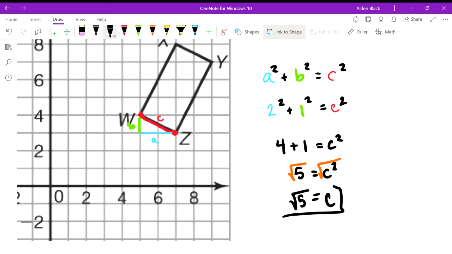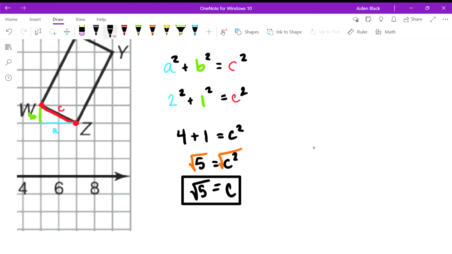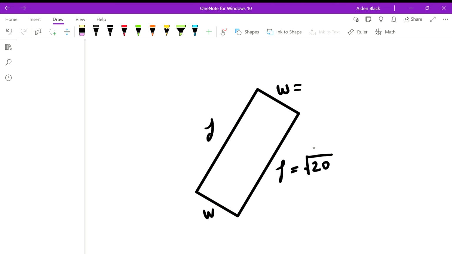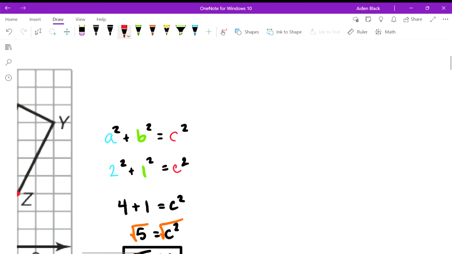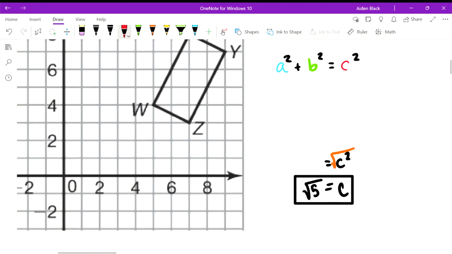Okay, so what is C in this case? Well, C is the distance from W to Z. Or, the way we've been seeing it, is the width, right? We're saying W to Z would be square root 5. And you can do the same thing to find the length. So I'll erase all this.